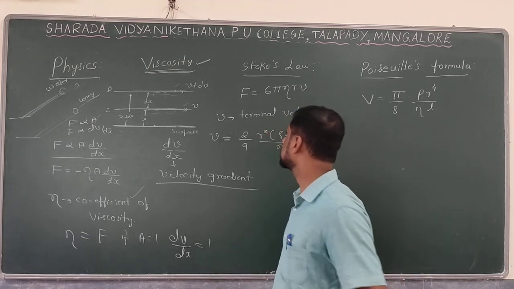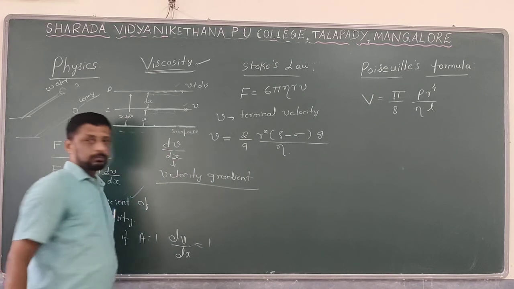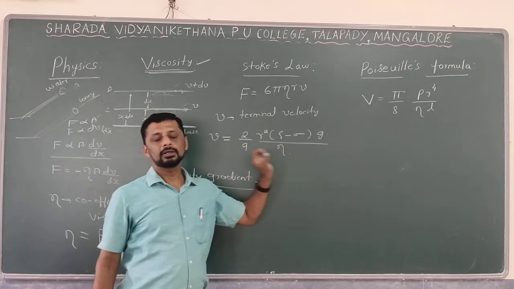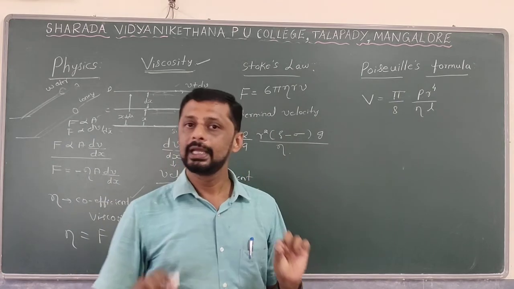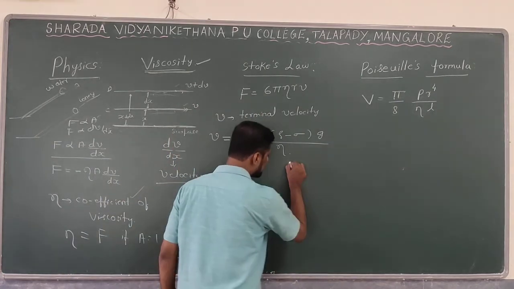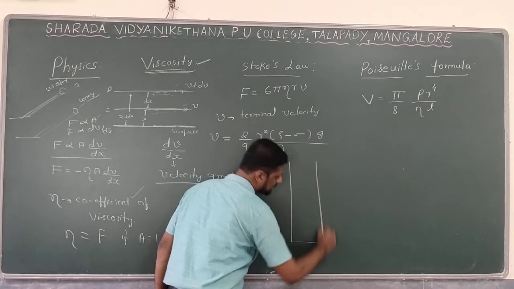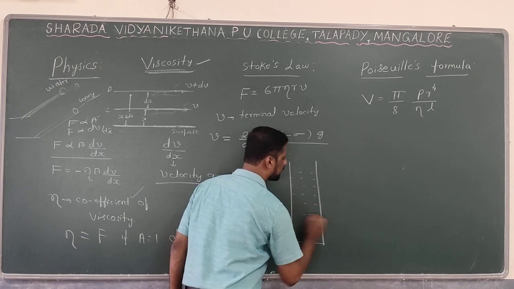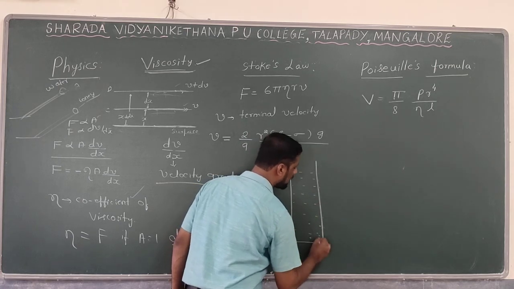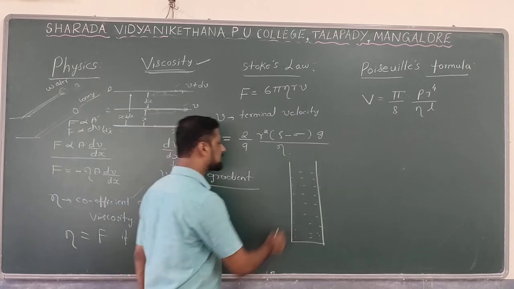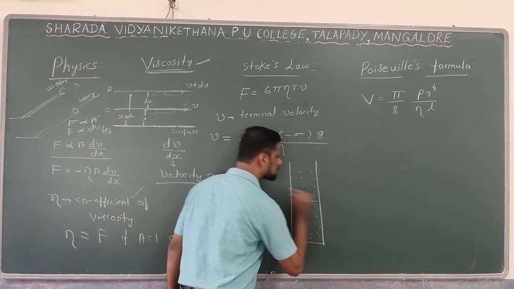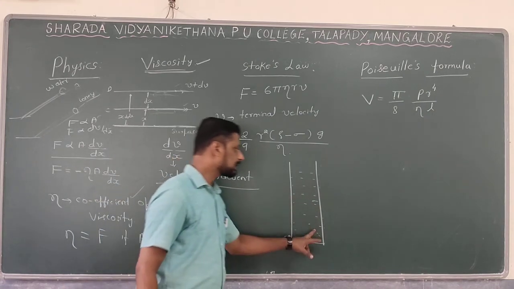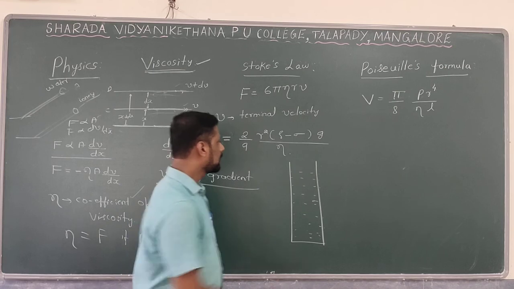This is about viscosity. Next, Stokes law. Stokes law actually gives the velocity with which a solid object is moving in a liquid medium. So I will consider a tube which is filled with some liquid, any liquid. It may be water or oil or any liquid having the density sigma. This is the tube containing some liquid having the density sigma.